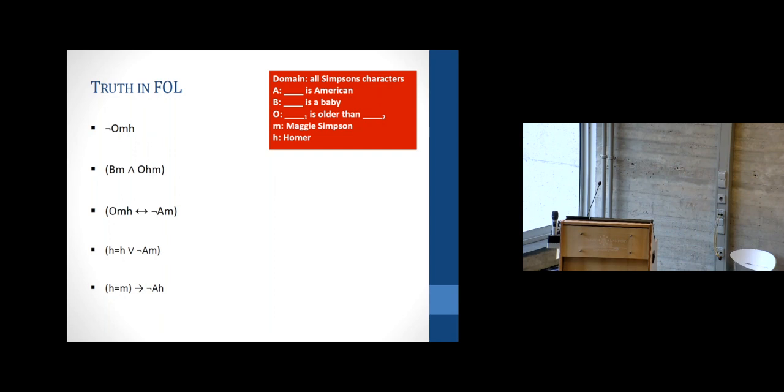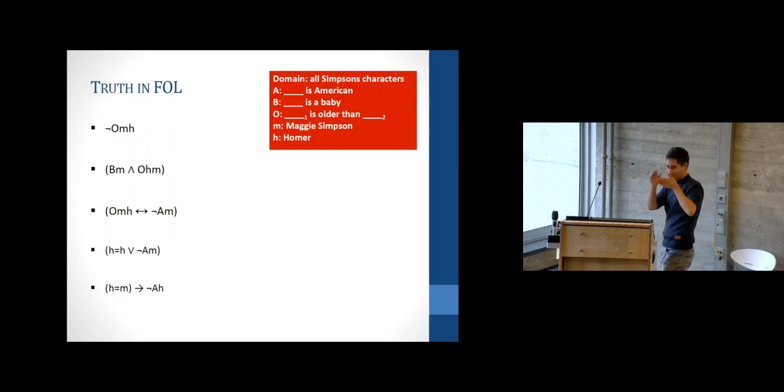H is equal to H. Can this be false? No. This is always going to be true. So this disjunction is always true. I don't even care about the other disjunct. I know that this disjunct is always true, and the disjunction is true if at least one of the disjuncts is true. Oh, yeah. Right.